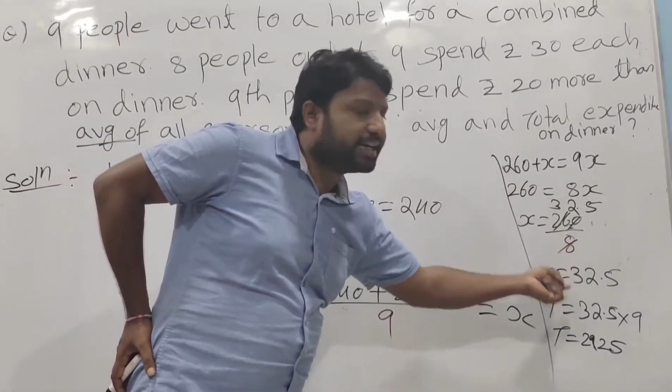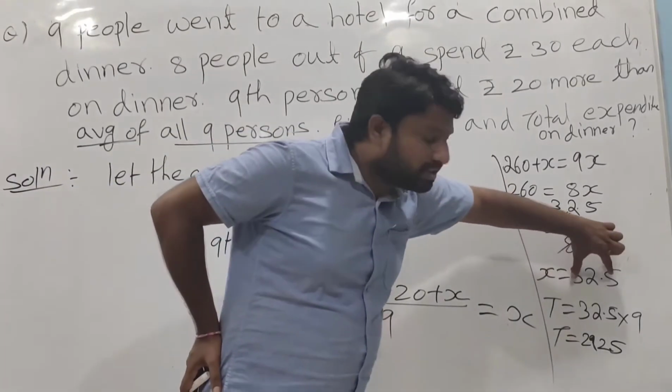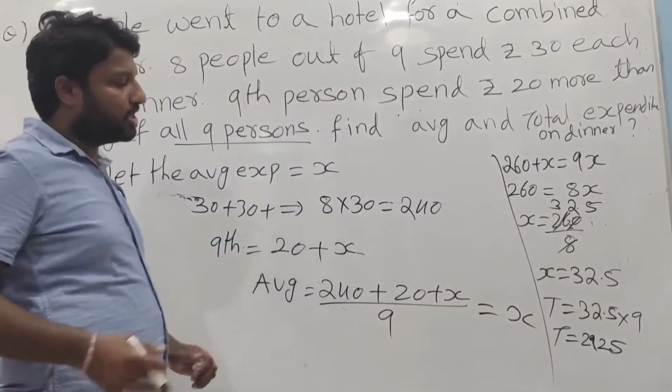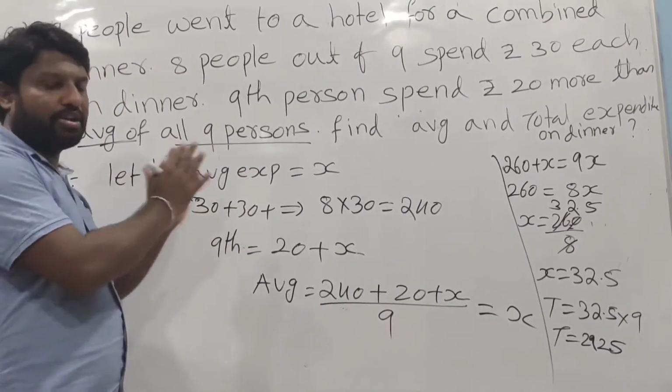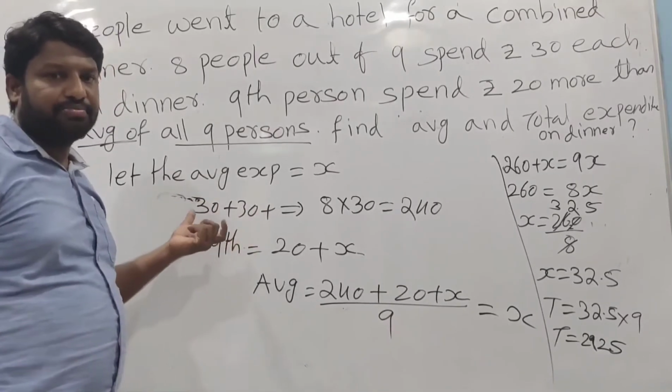If I solve this, I am getting X as 32.5. What is the meaning? Each person is spending 32.5. So total expenditure is 32.5 into 9, that is nothing but 292.5. Okay. So this is the basic method you have to do. I'll tell you one more method also, where directly you can write the answer.